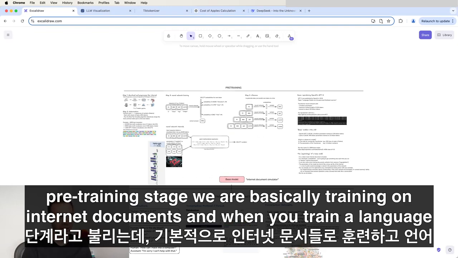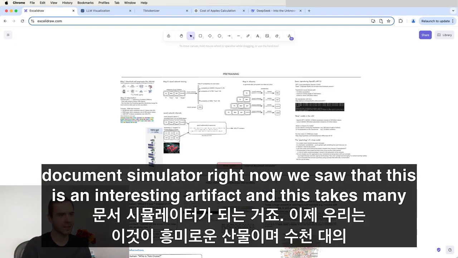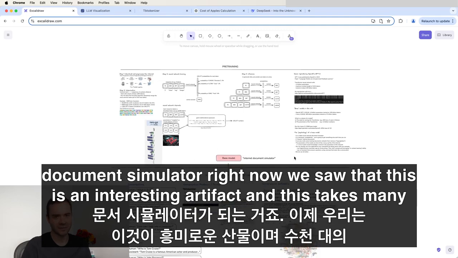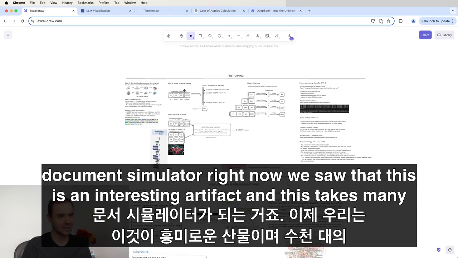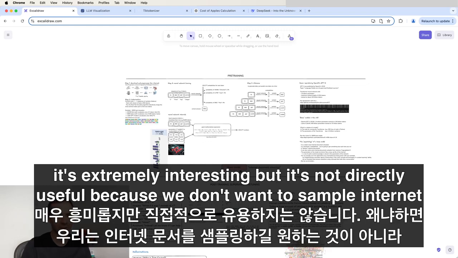And when you train a language model on internet documents, you get what's called a base model, and it's basically an internet document simulator, right? Now we saw that this is an interesting artifact, and this takes many months to train on thousands of computers, and it's kind of a lossy compression of the internet. And it's extremely interesting, but it's not directly useful because we don't want to sample internet documents.